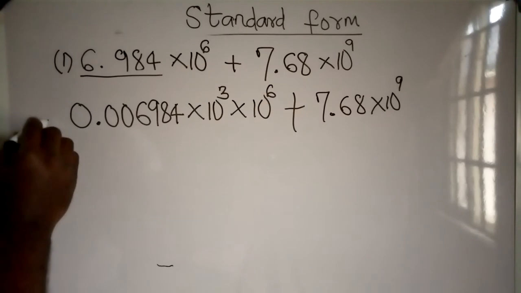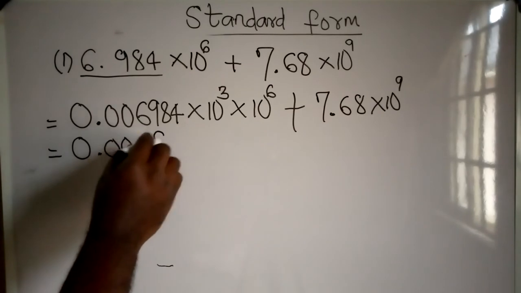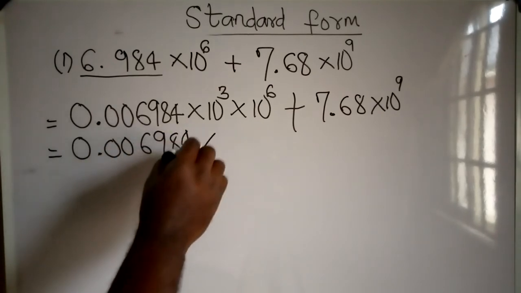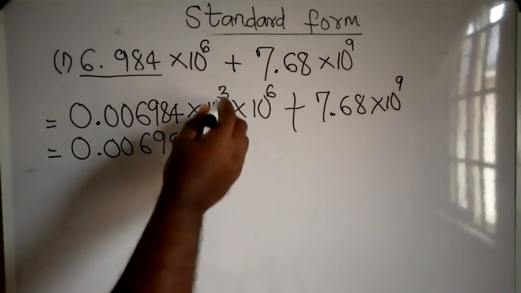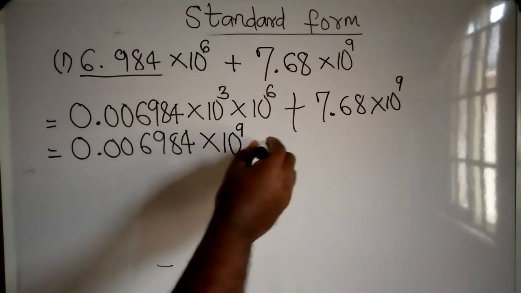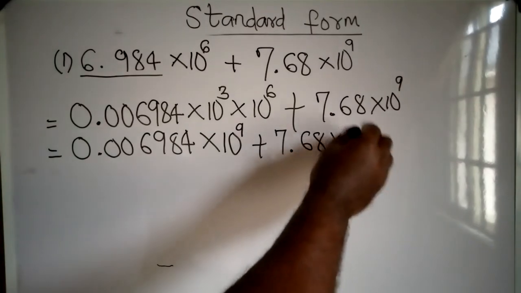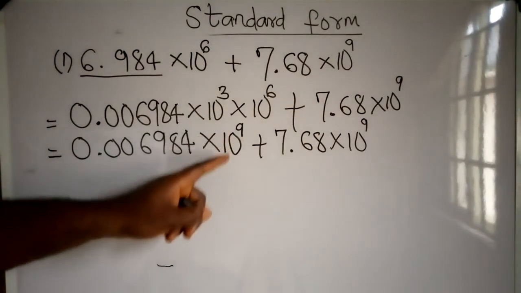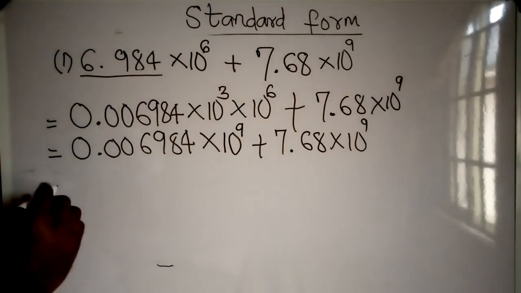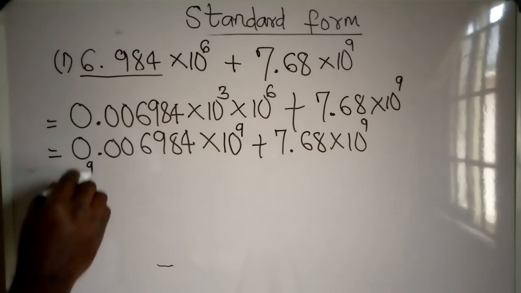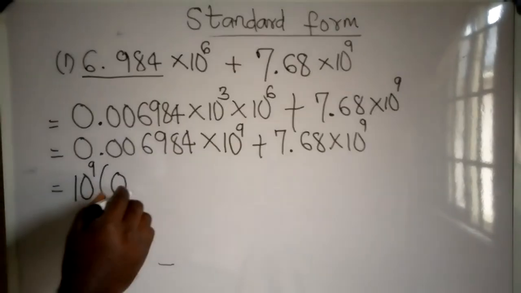Now this will give me 0.006984. And the laws of indices applies here. When the bases are the same, I pick one base and I add up the powers. 3 plus 6, 9, plus 7.68 times 10 to the power of 9. Now the values to which the tens are raised are the same. Now I can factorize out. That will be 10 to the power of 9. Since they are the same, I factorize it out and then I add up these two values.